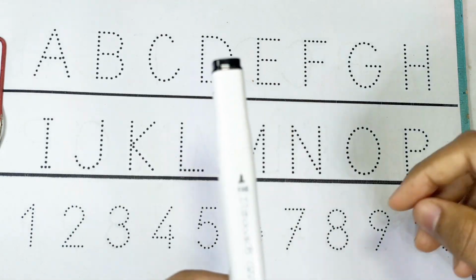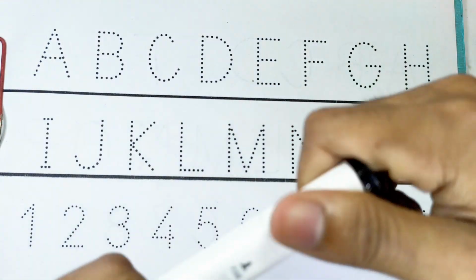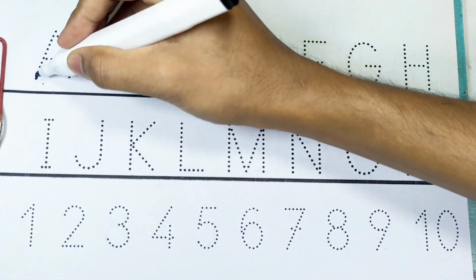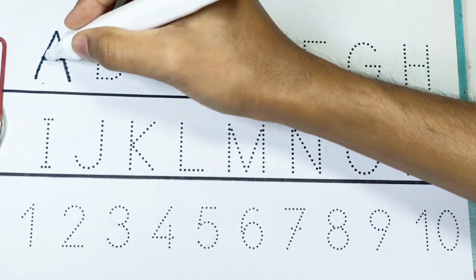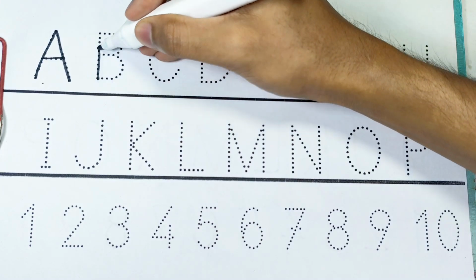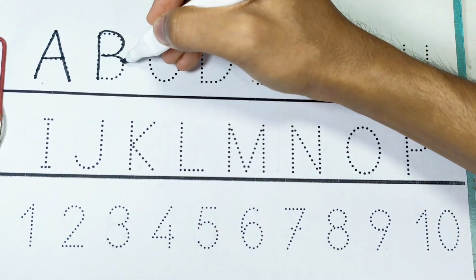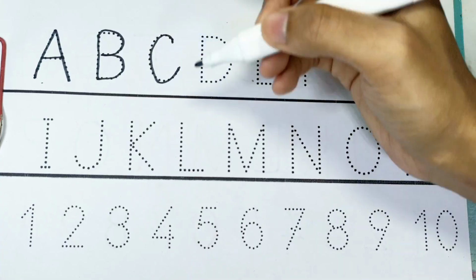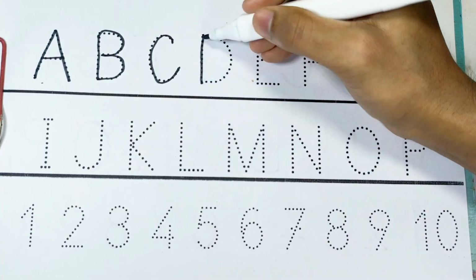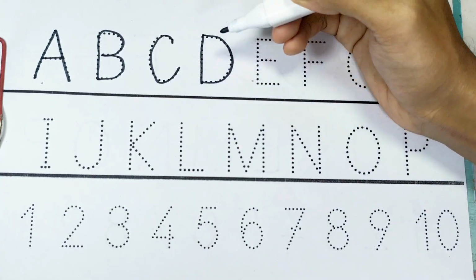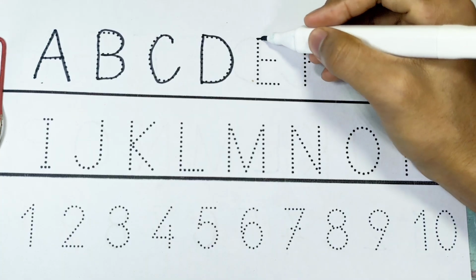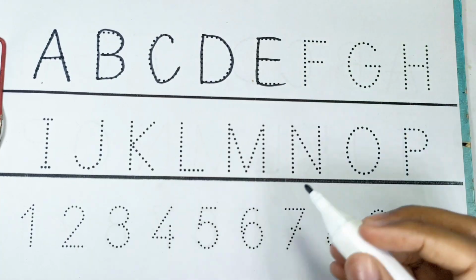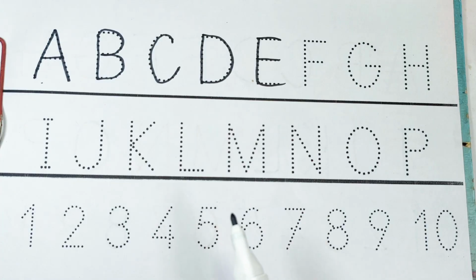So kids, first we're using the color of black, and now we're writing alphabets. Black color. A. A for ant. The next one is B. B for ball. Now we draw the alphabet of C. The next one is D. Stay with us. D for dog, D for doll. The next one is E. Yes, E for egg, E for elephant. The next one is F, F for fish.